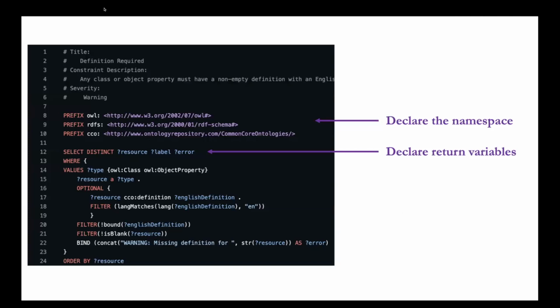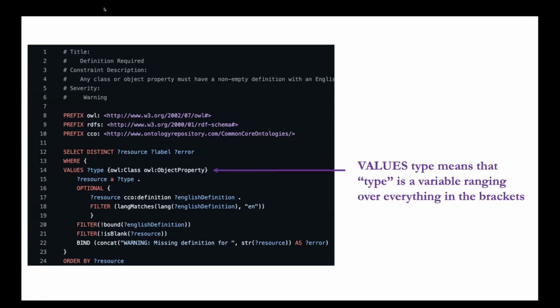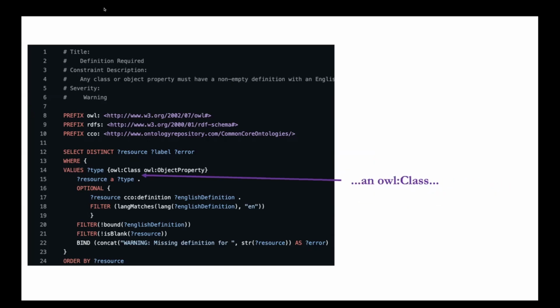So back to where we started. Declared namespace in this query is focusing on definitions and having minimum definitions. Also declared the return variables. I wanted to see something like resource, label, and this question mark error, which I'll talk about in a second. I didn't mention the values clause, but values is a keyword. Essentially, it means that the variable, that question mark variable type, ranges over everything in the brackets. So if I use it later, like I do here, resource a type, what this means is for any resource that's a class or an object property, bring those back. I want you to return those.